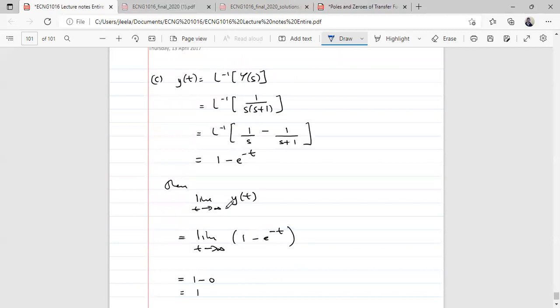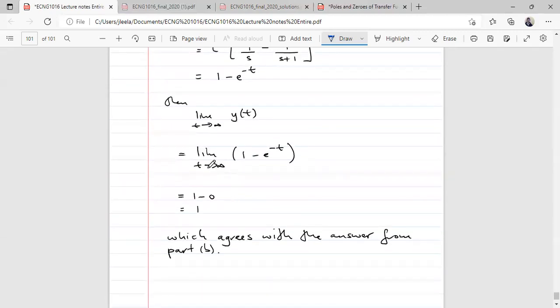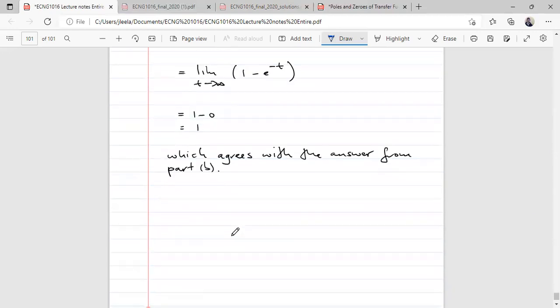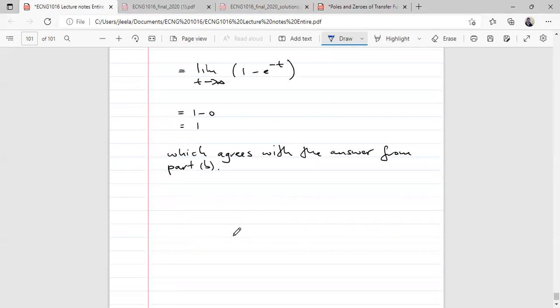And if we take the limit here, t approaching infinity, you'll be taking the limit as t approaches infinity of 1 minus e to the minus t. So e to the minus t here goes to 0. So you will just get 1 minus 0, which is 1, which agrees with the answer in part B.